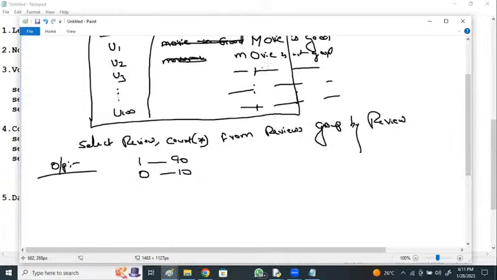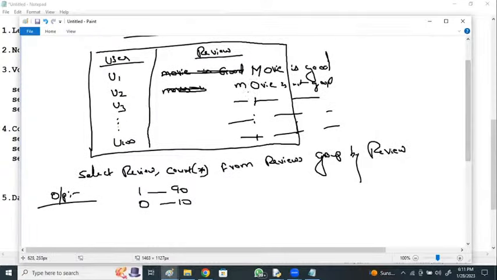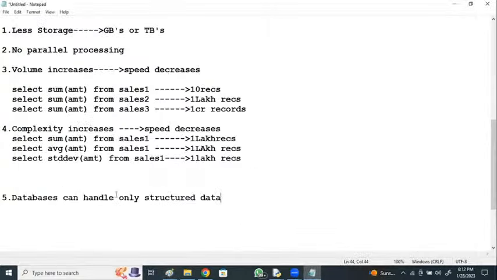Now, can you write an SQL query for this, if they are writing in the text format? How many people saying good, how many people saying it's not good? We cannot write a query even based on keyword count. If you count based on keyword, it still gives wrong computation, because even "not good" has "good" within it. So the major drawback with databases is that they can handle only structured data.